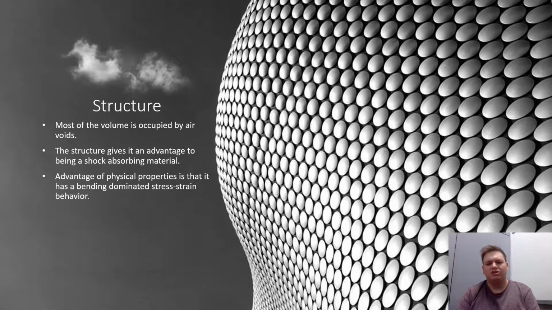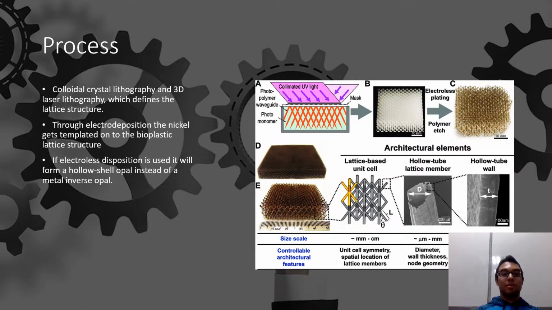Next, we will be talking about the process. I will be talking about the process of metallic micro-lattices. There are two processes that can be used, one which is colloidal crystal lithography and the other which is 3D laser lithography, each of which defines the lattice structure.